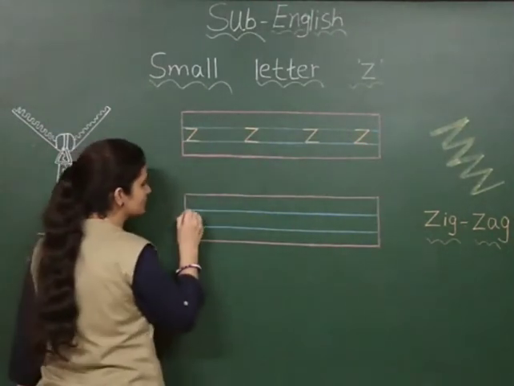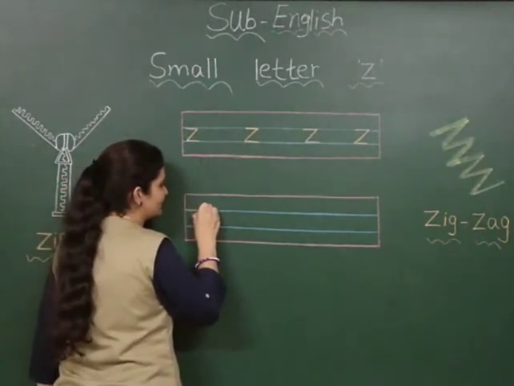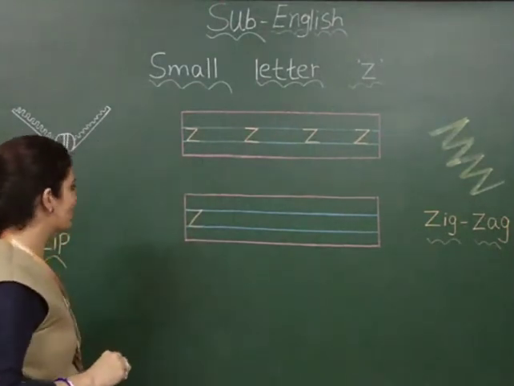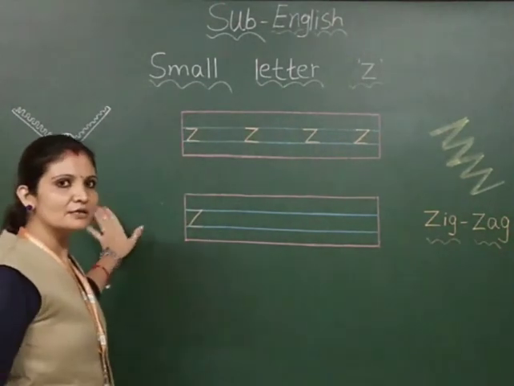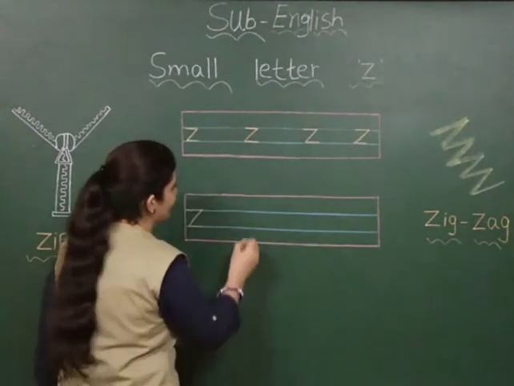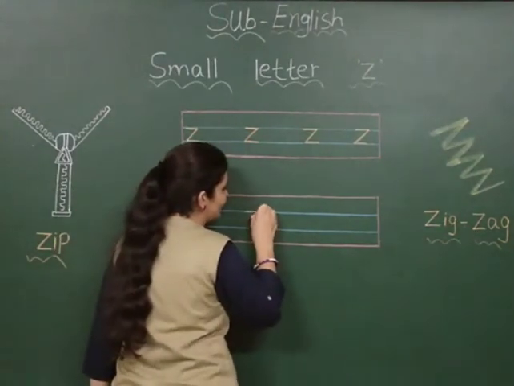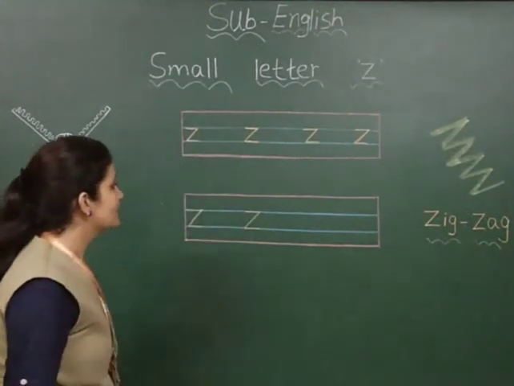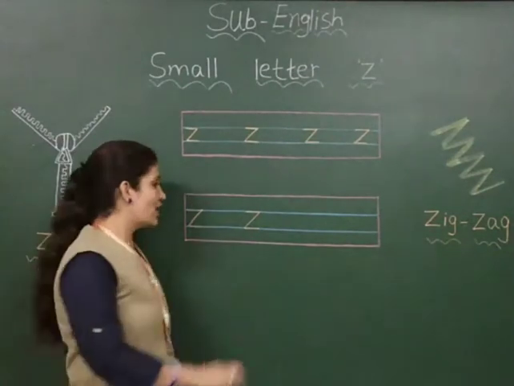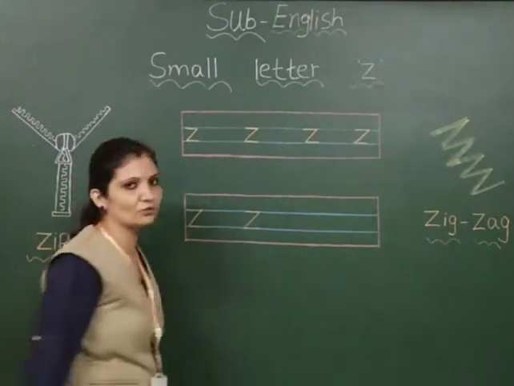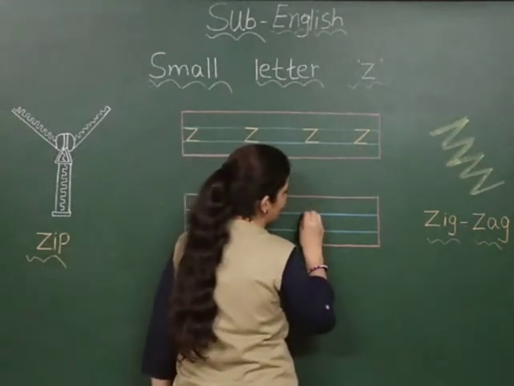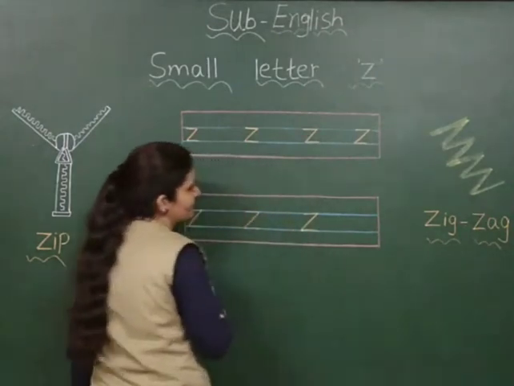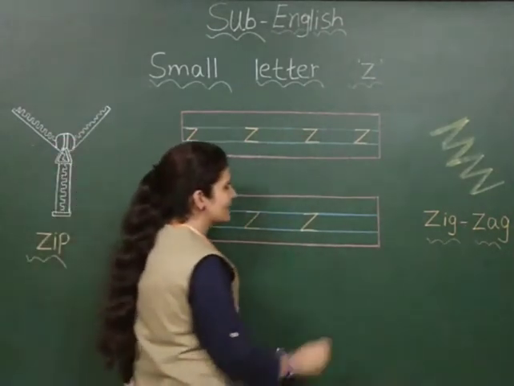Again we have to see here. First what we have to do? Sleeping, slanting and then sleeping. This is called small letter Z. Z for zip. Again sleeping, slanting and then sleeping. You have to write small letter Z in blue line. You have to touch the bottom line. Now again you have to see sleeping, slanting and then sleeping. This is small letter Z.